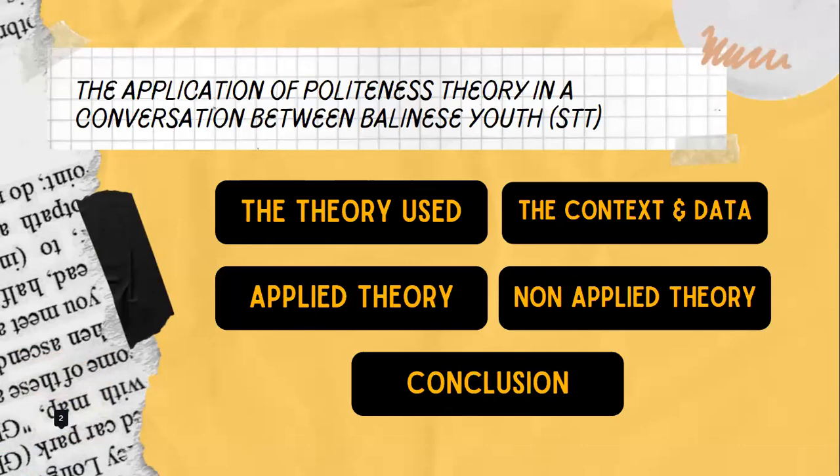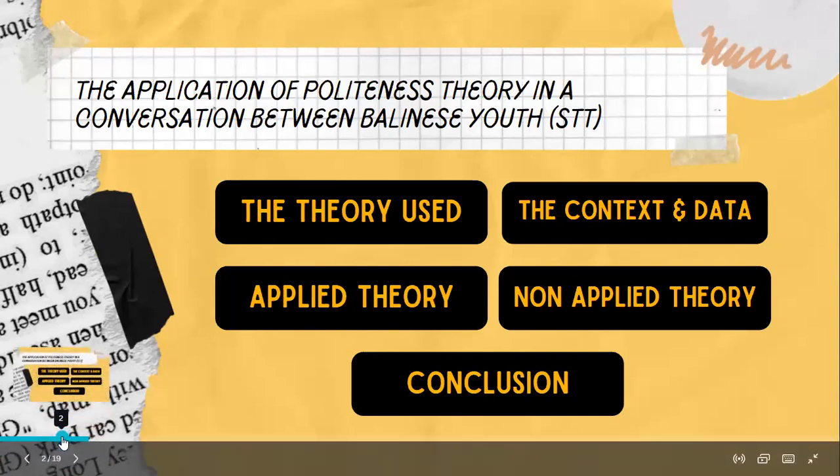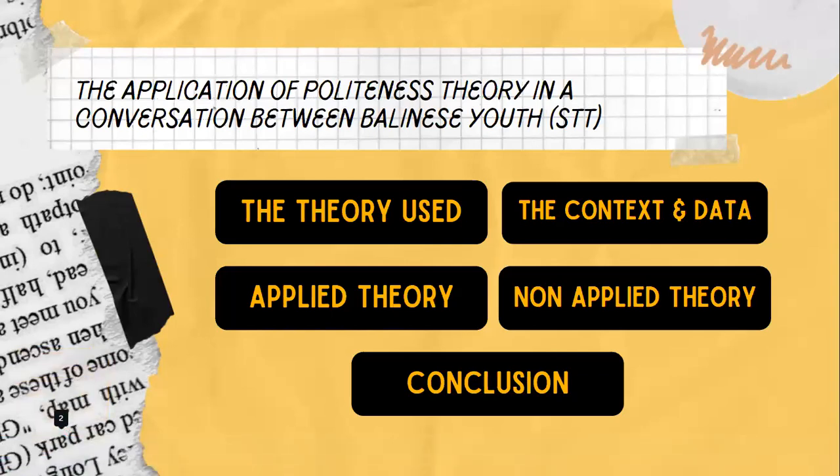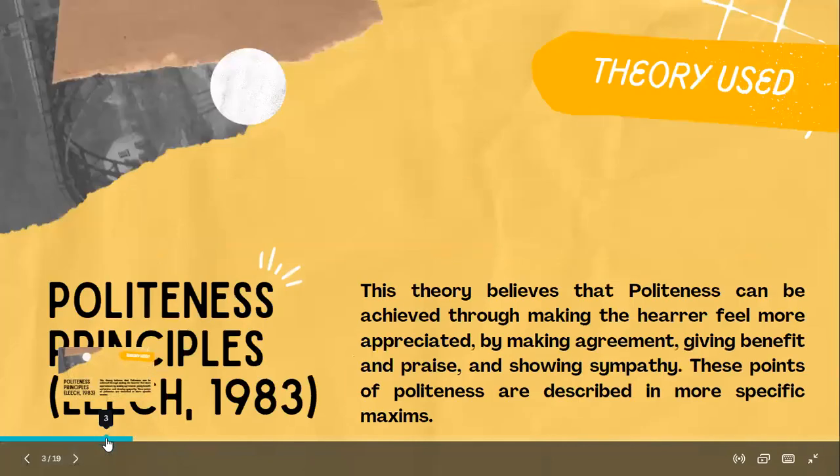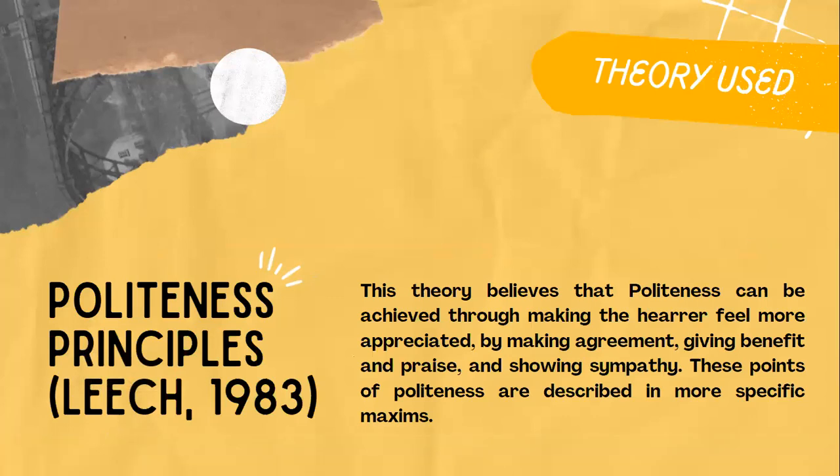In this presentation, we will discuss the application of the theory of politeness. First, I will explain the main points on the topic that will be discussed today. The first one is the theory used, the second one is the context and data, the next is applied theory, non-applied theory, and the last one is conclusion. Next slide, please.